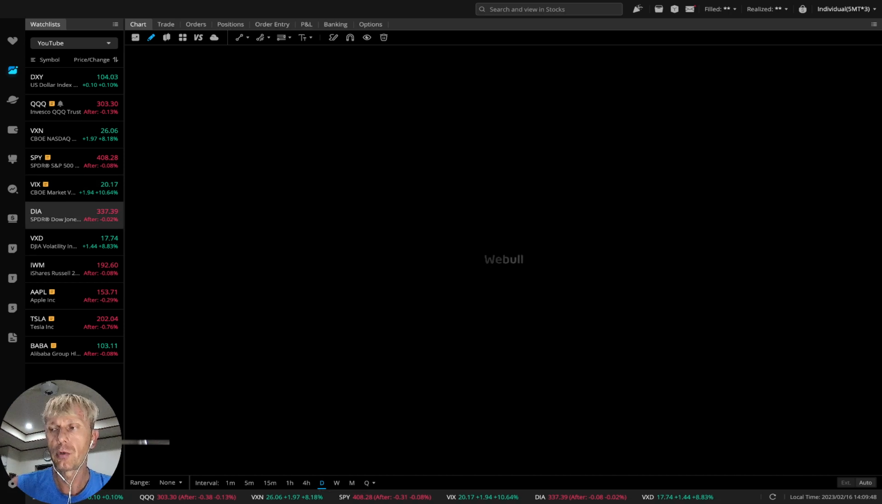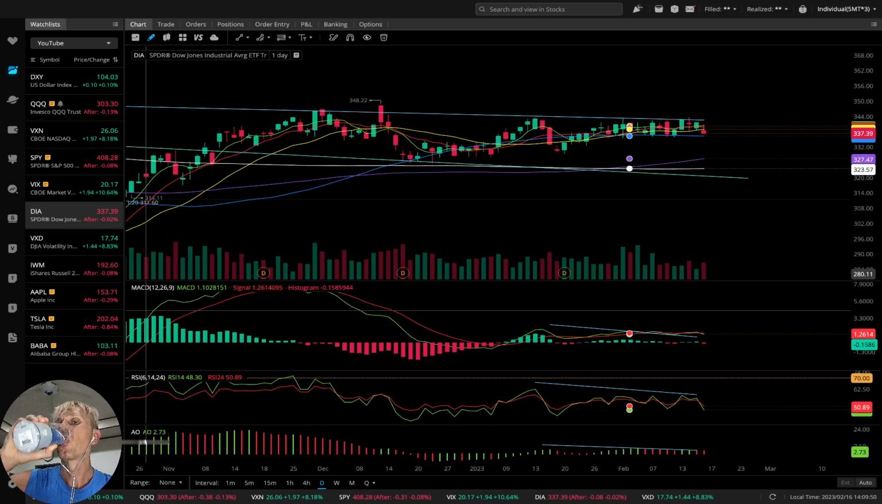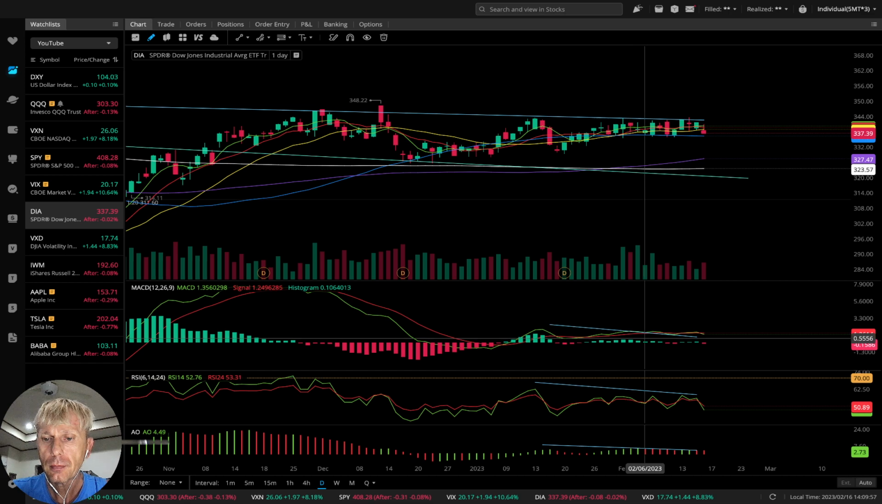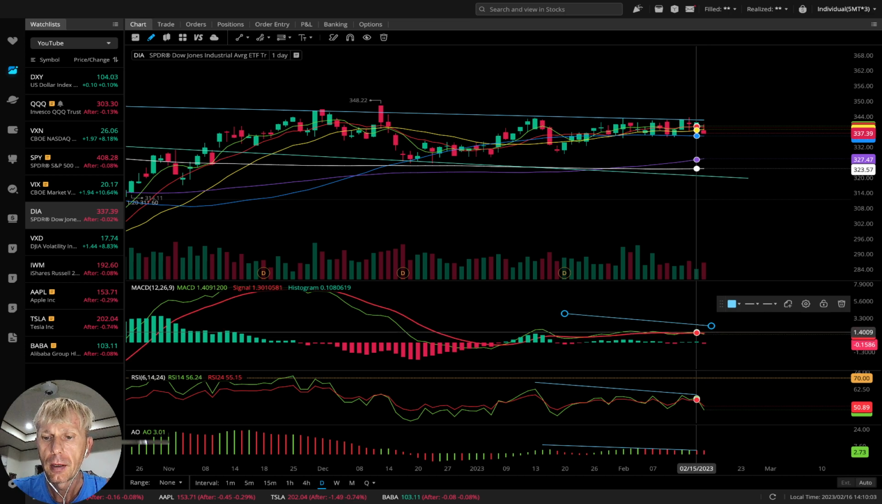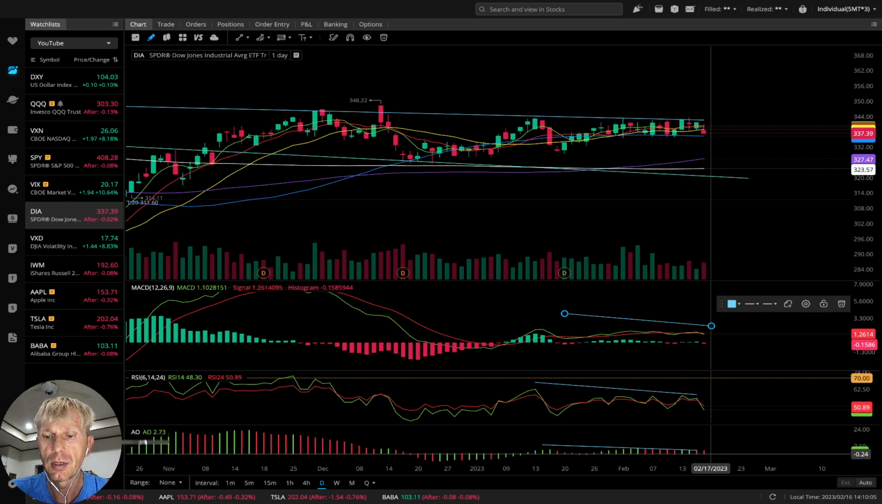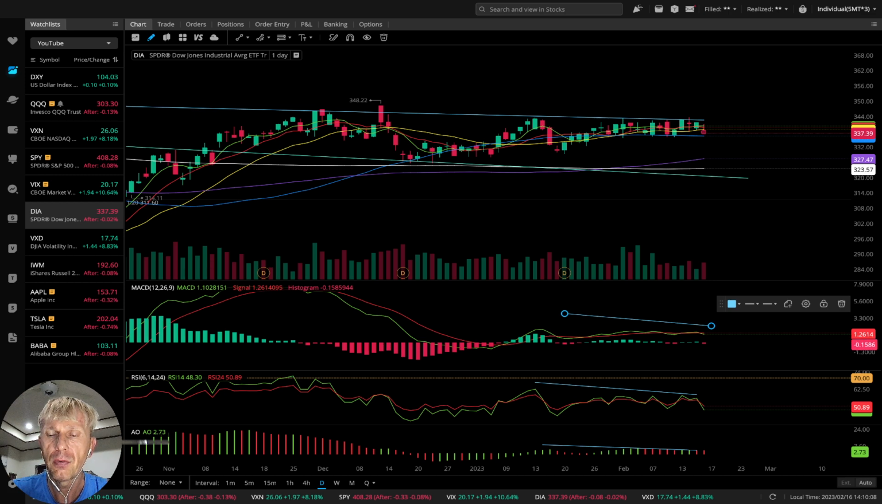Let's move to Dow Jones, DIA. DIA with bearish divergences. MACD did bearish crossover. RSI did bearish crossover. Oscillator still bearish. Last bar closed below MA5, 10 and 20.